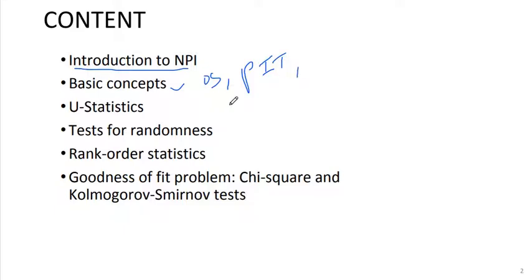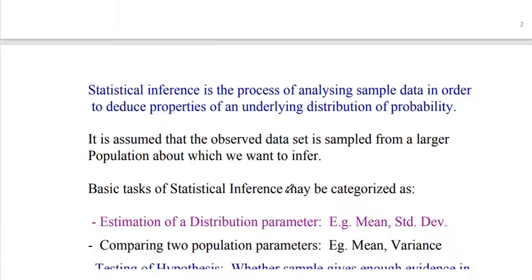Non-parametric inference totally deals with order statistics, so order statistics is most important. Then we can discuss the tests available in the non-parametric literature: tests for randomness, then rank order statistics. Then we can go to the goodness of fit problems, the chi-square and Kolmogorov-Smirnov tests.